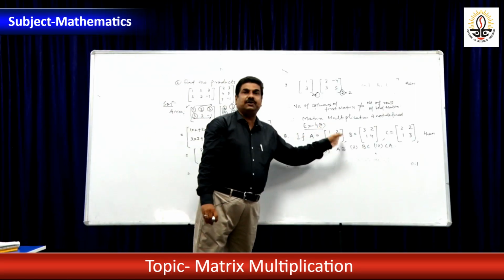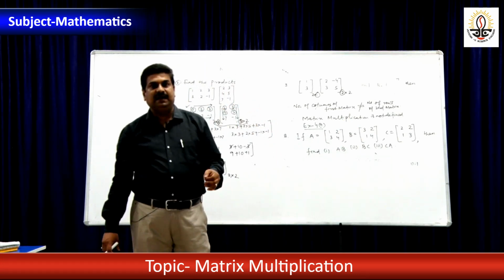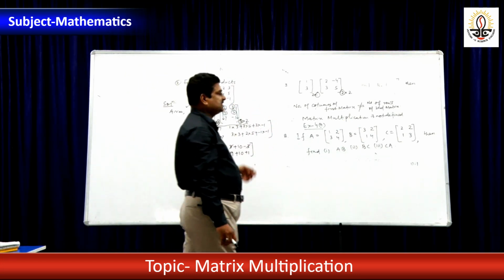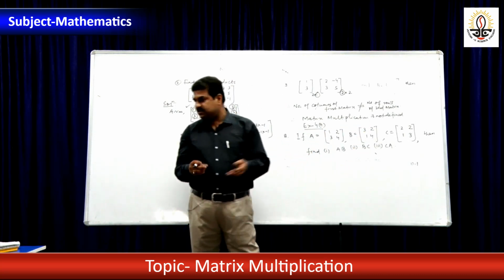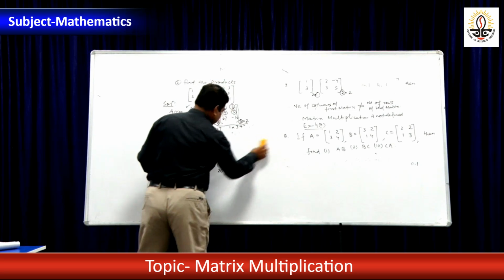Next, A is given, B is given and C is given. We have to find the value of AB and BC and CA. In which way or in which procedure can we find this?